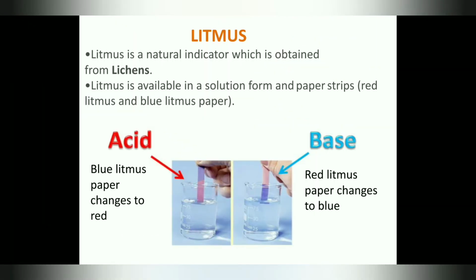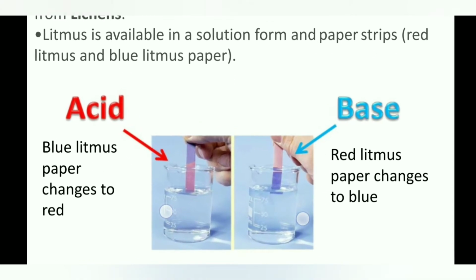Here we'll first deal with litmus. Litmus is also a natural indicator which is obtained from lichens. So what is this litmus? Litmus is a natural indicator. It is used in labs. Litmus is available in the form of solution and also in the form of paper strips. So litmus changes color.